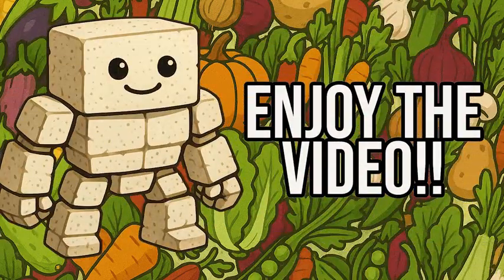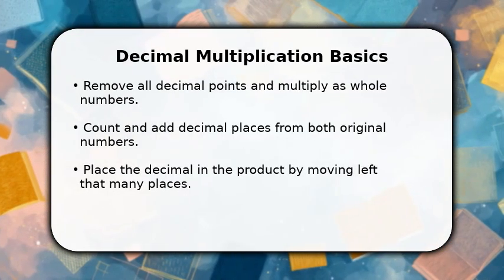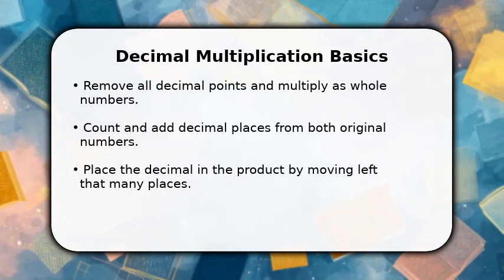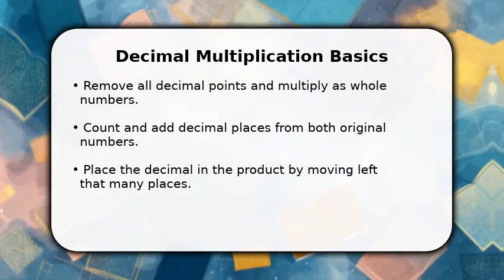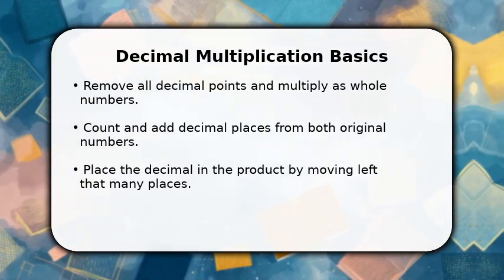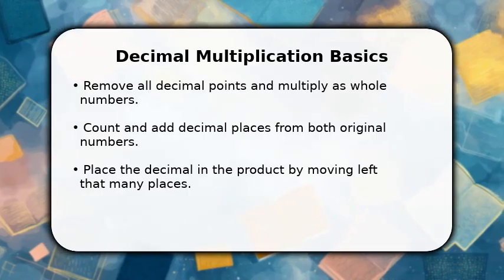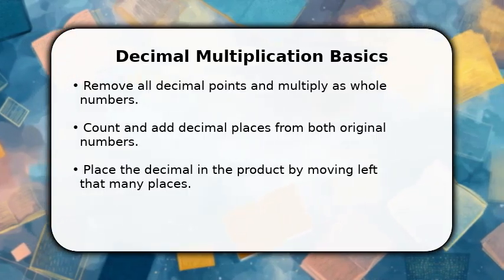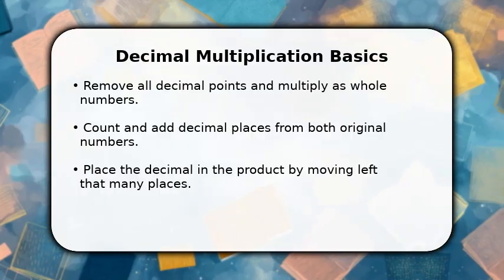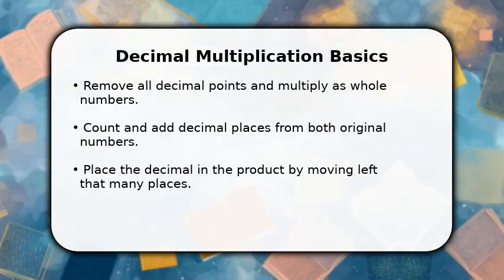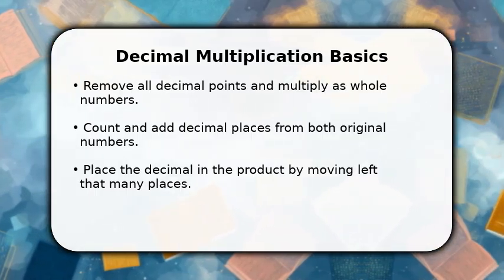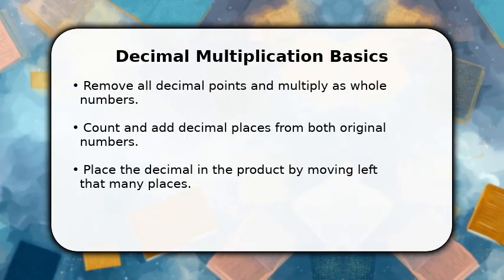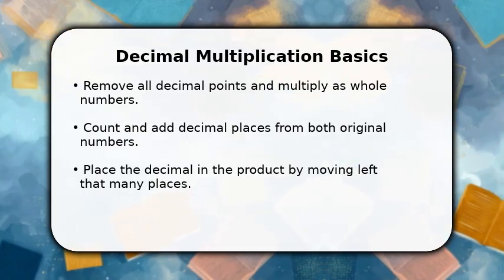Please enjoy the video. Start by removing every decimal point from the numbers you will multiply. Write each number as a whole integer and multiply normally as integers. Next, count the number of decimal places in the first number. Then count the number of decimal places in the second number. Add those two counts together to get the total decimal places you will need. Finally, place the decimal in the integer product by moving the decimal point left by that total number.